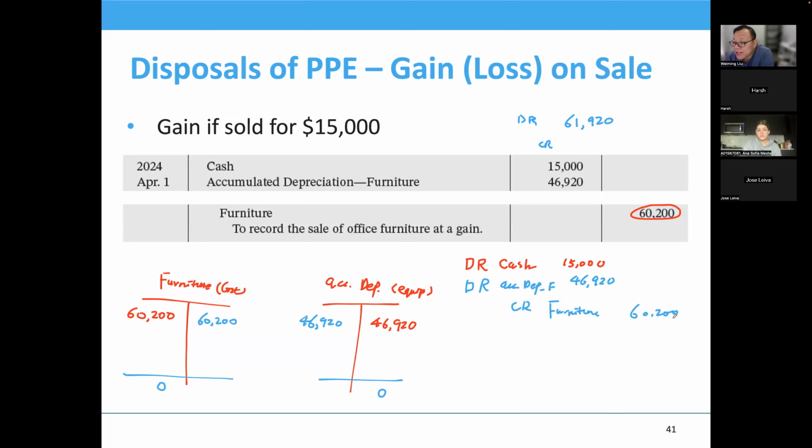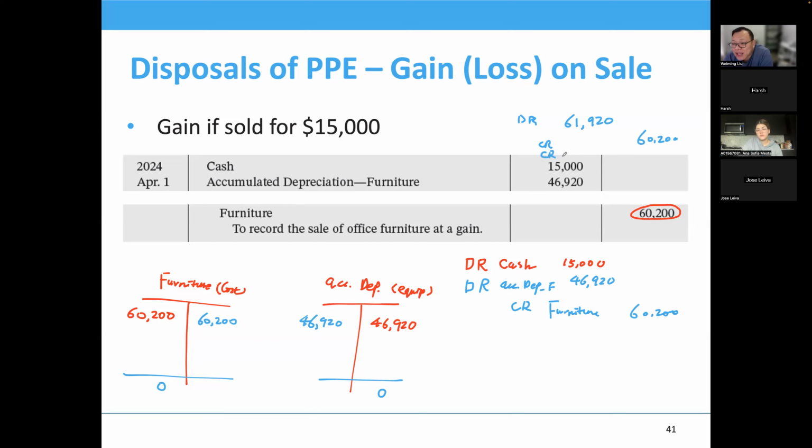I only have one credit here, and the total credit is 6,200. Are they the same? Are they equal? No. So now, in order to keep this balanced, do I need additional debit or do I need additional credit? Credit. Yeah, I need credit, right?